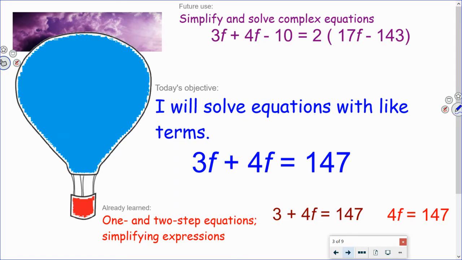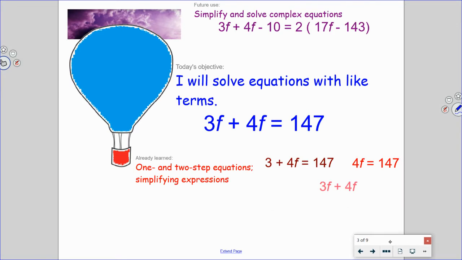All right, as I mentioned, we're going to take everything we've been learning from previous sections and go ahead with solving equations with like terms. Now, if I could bring this down a little.